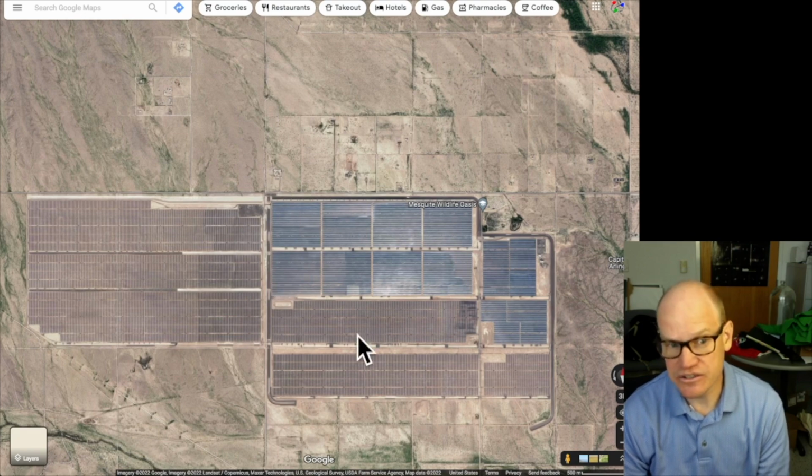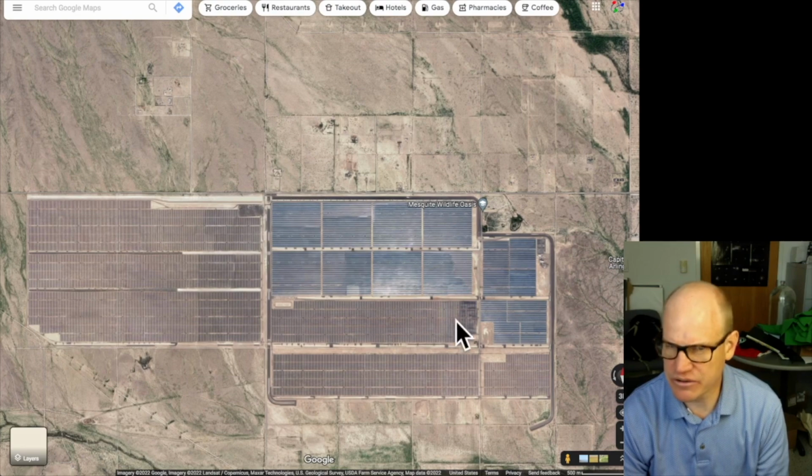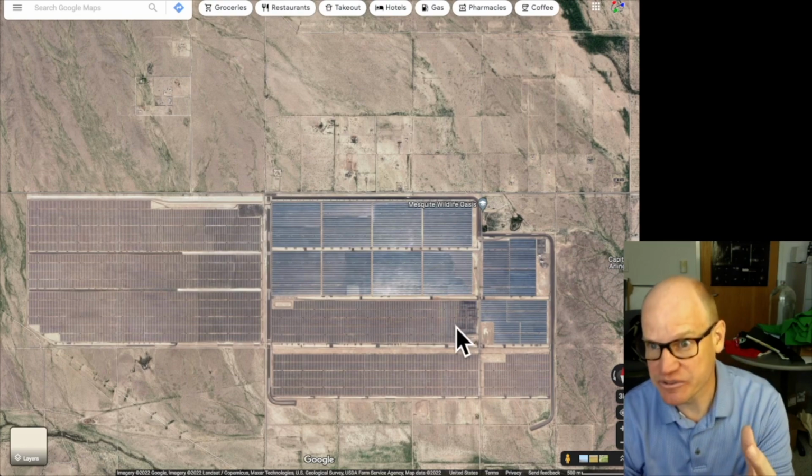If you wait 20 or 30 years, and now you're at a position where you have to replace all of these solar panels, that's when the waste stream is going to hit us.